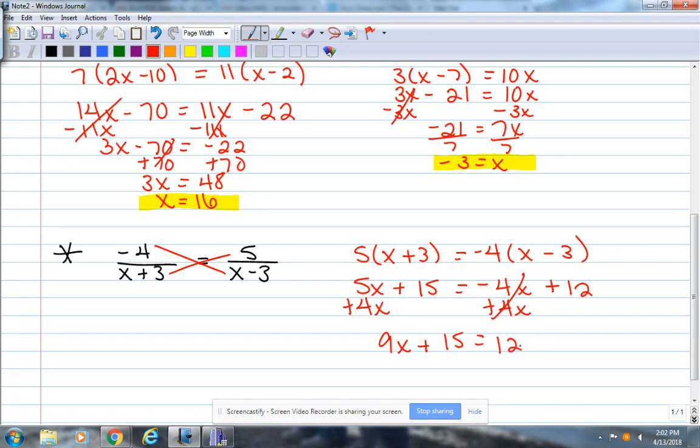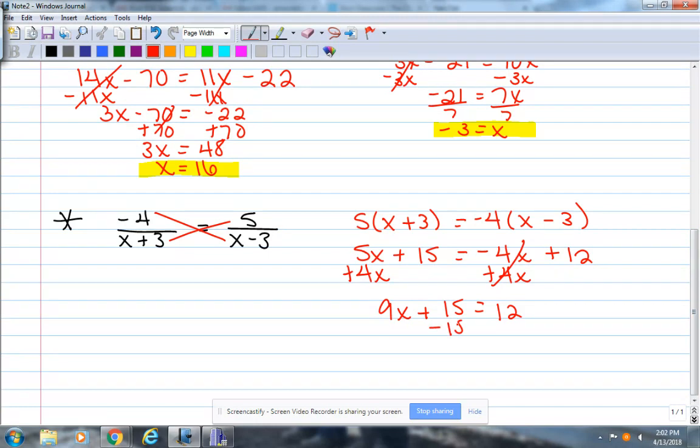And then what do I do? Subtract 15 from 12. And what is that? Negative 3. 9x equals negative 3. Then what do I do? Then you're going to divide by 9. And what is negative 3 divided by 9? 1 over 3. Negative 1/3. Very good.